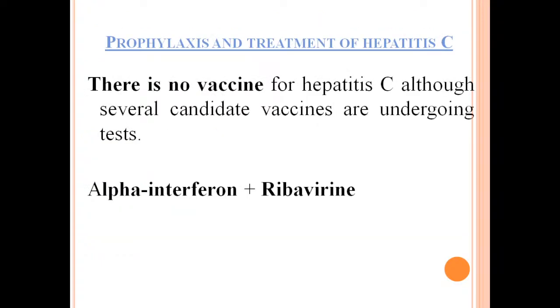What about treatment and prophylaxis of hepatitis C? There is no vaccine for hepatitis C, although several candidate vaccines are undergoing tests. I have said why today there are no vaccines. For treatment of hepatitis C, we may use alpha interferon and ribavirin. Ribavirin is used for all flaviviruses.